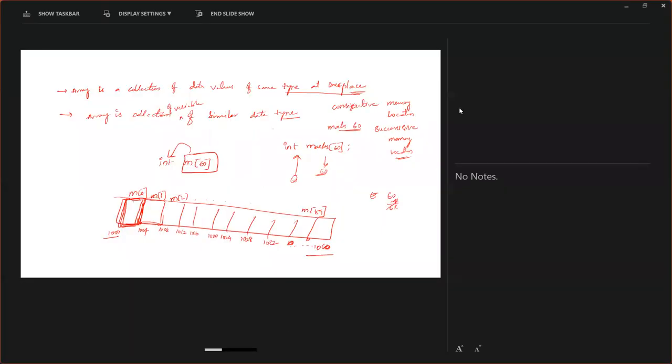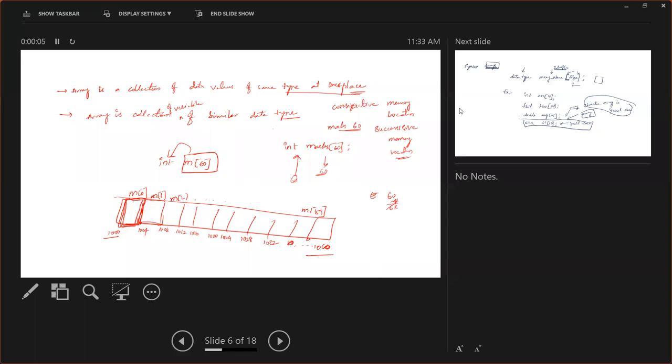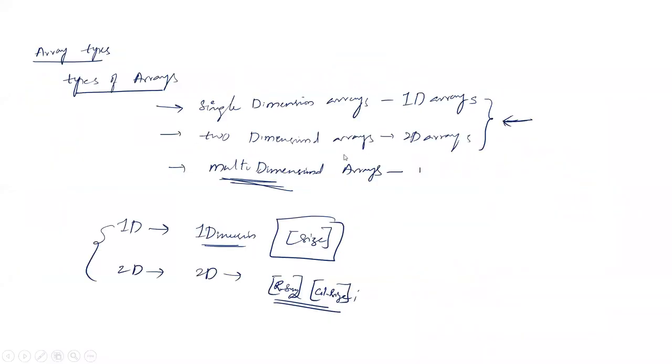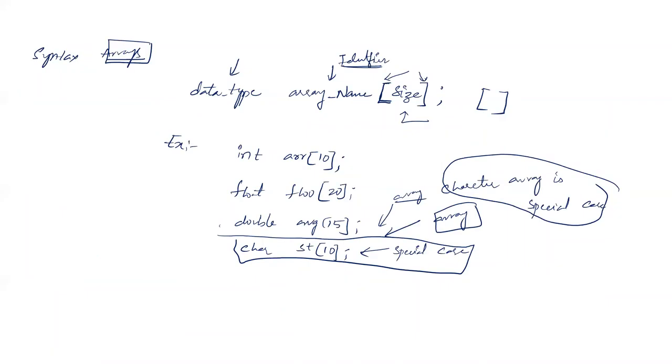What is an array? An array is a collection of data values of the same type at one place. An array is a collection of variables of a similar data type. Next, types of arrays. We have discussed the syntax of arrays. So what is the syntax? Data type, array name, and size, and the size should be mentioned inside square brackets.